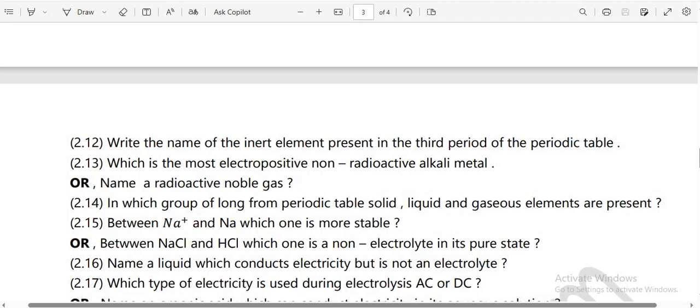2.16 Name a liquid which conducts electricity but is not an electrolyte.